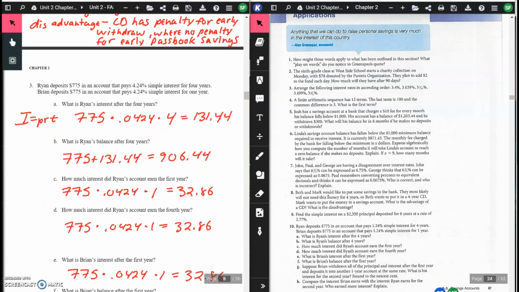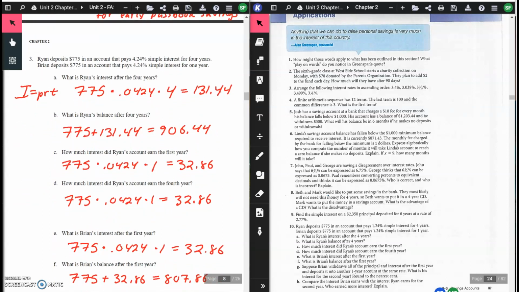Question 3. Ryan deposits $775 in an account that pays 4.24% simple interest for 4 years. Brian deposits $775 in an account that pays 4.24% simple interest for 1 year. Okay, so there we're going to use our I equals PRT formula. Ryan, his interest after 4 years. So your initial deposit's $775 times 4.24% as a decimal, which is 0.0424, times 4, which is T. T is 4 years.